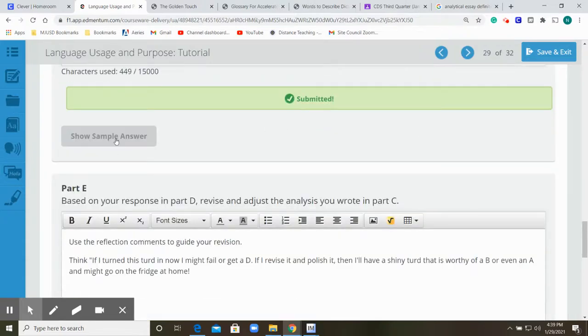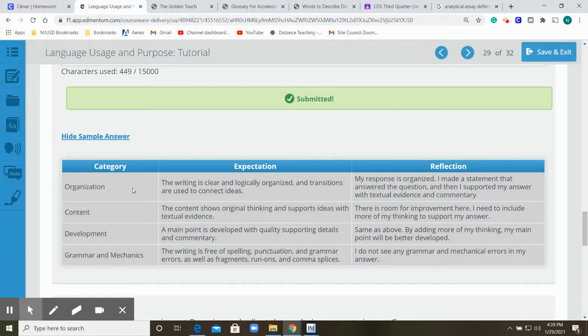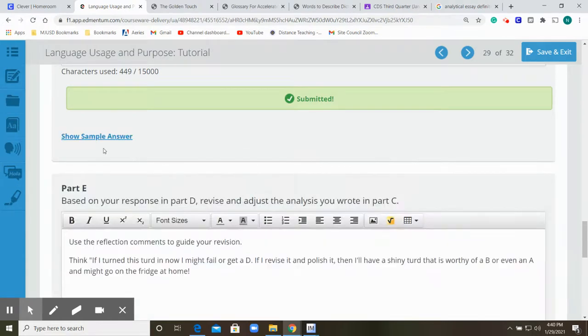Okay, so your reflection might look something like this. Is it organized? My response is organized. I made a statement that answered the question, and then I supported my answer with textual evidence and commentary. There is room for improvement under content. I need to include more of my thinking to support my answer. Development, same as above: by adding more of my thinking, my main point will be better developed. Grammar and mechanics: I do not see any grammar and mechanical errors in my answer. This reflection is specific to your writing. This isn't something that anybody else can fill out for you.